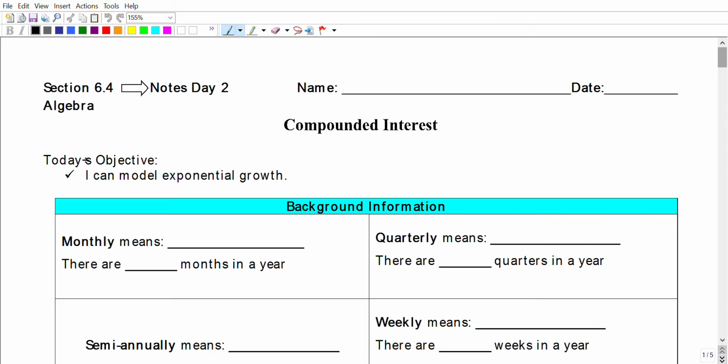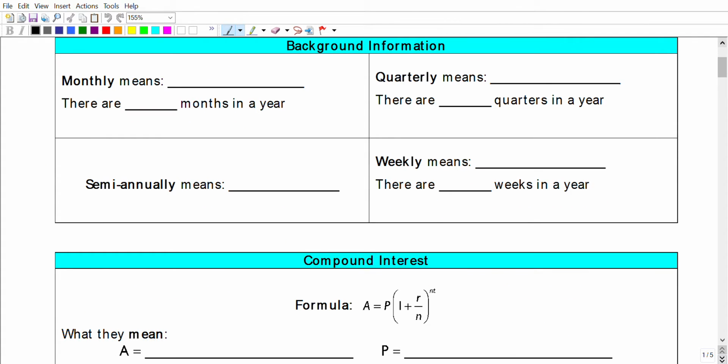Today we're going to be talking about compound interest. Very similar to what we did last time when we were looking at exponential growth and decay models. But now we're actually adding a little bit more to our equations that we were using yesterday. So they look very similar to what we used yesterday, but we are adding a few more elements, a few more variables.